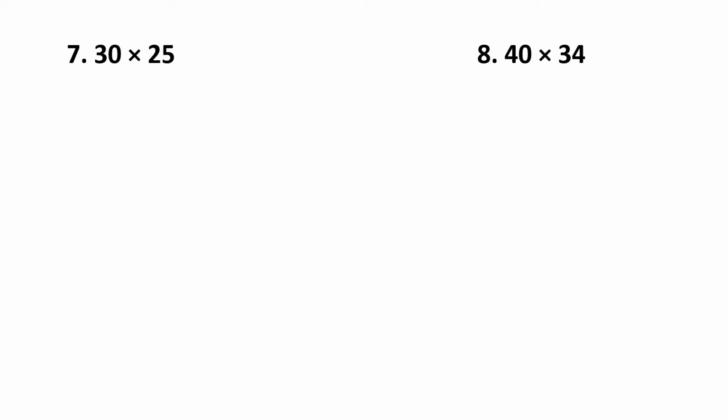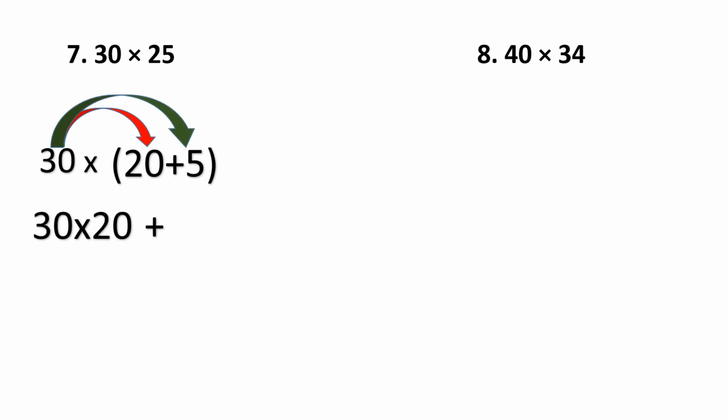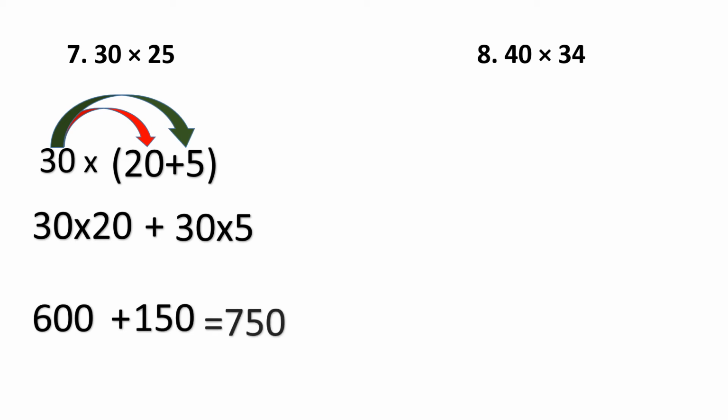Getting to number 7, back to the distribution property. We keep the first number because it's a multiple of 10, and we just break 25 into 20 plus 5. And then we multiply 30 by the first number, which is 20. 30 times 20 plus 30 times 5. For the first part, we have two zeros, push them out, and the basic fact is 6, so 600 will be the product, plus 150 makes the sum 750.